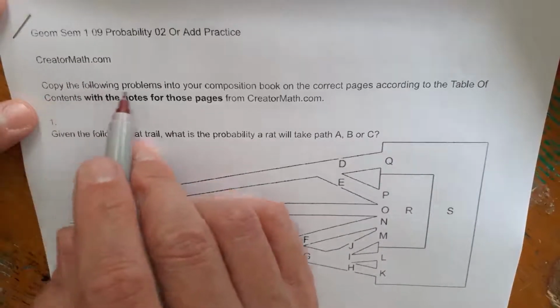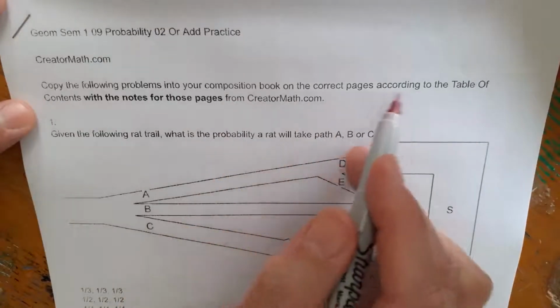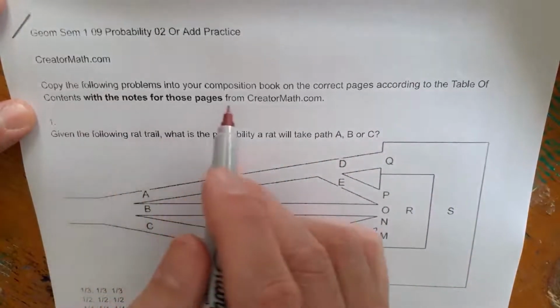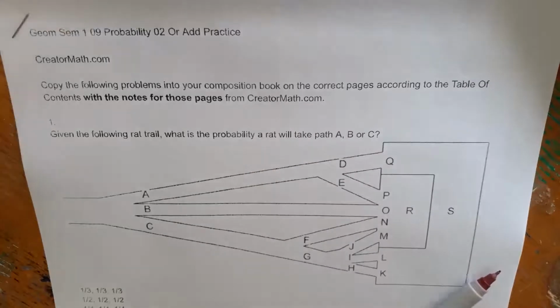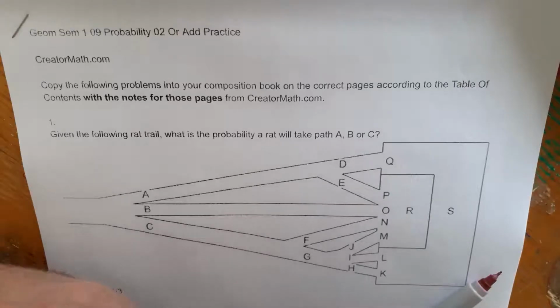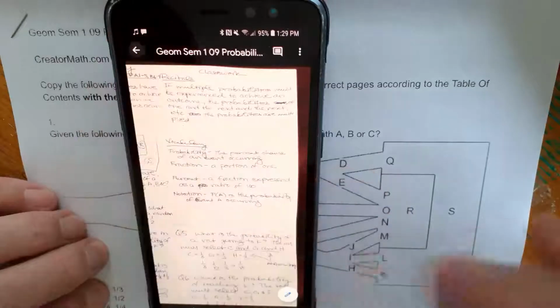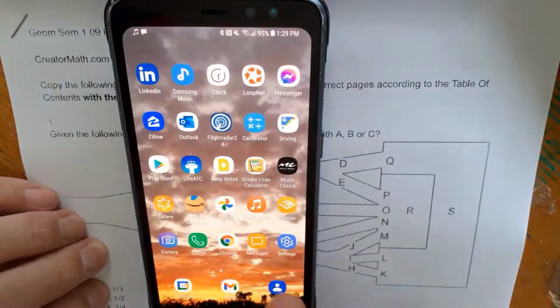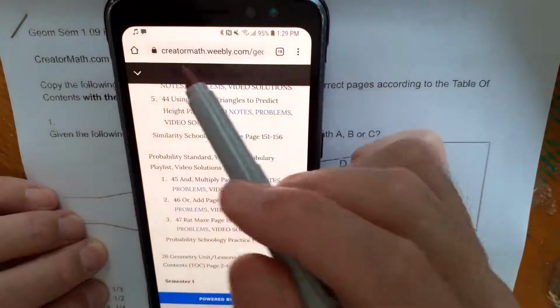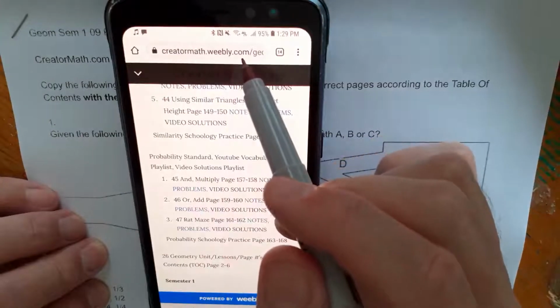The instructions are: copy the following problems into your composition book on the correct pages according to the table of contents, with the notes for those pages from CreatorMath.com. So let me try to model that for you quickly. So let's go back. There we go. So here's the name of the website, CreatorMath.weebly.com.